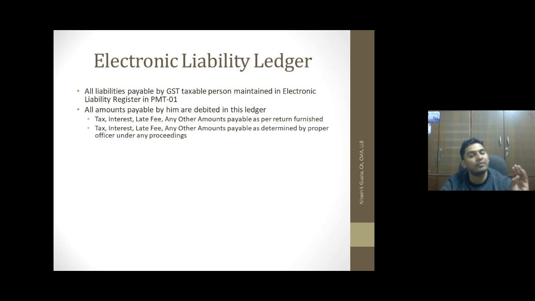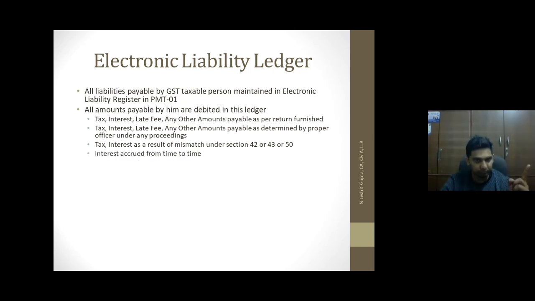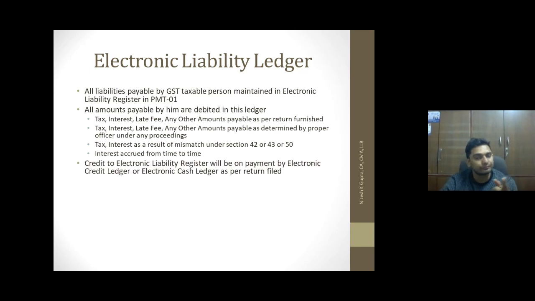Tax, interest, late fees, any other amount determined by the officer. As per your returns, it will be debited. Determined by officer, it will be debited. Tax and interest as a result of mismatch. We just discussed mismatch. If there are any liabilities from that mismatch and you do not correct your mismatches, it will be added to your electronic liability ledger. Whatever interest is applicable at the rate of 18% will also be debited to this ledger.